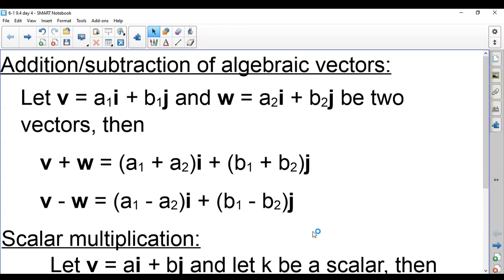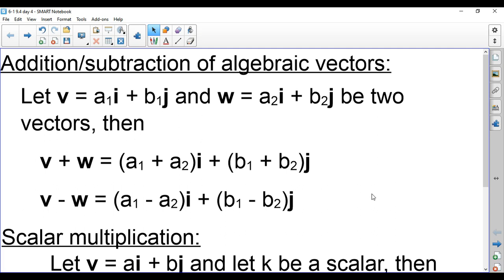We're going to finish up section 9 for today and talk about the end of vectors. And then tomorrow will be a review day with a quiz on Wednesday. What we're going to talk about today is adding and subtracting the algebraic vectors.